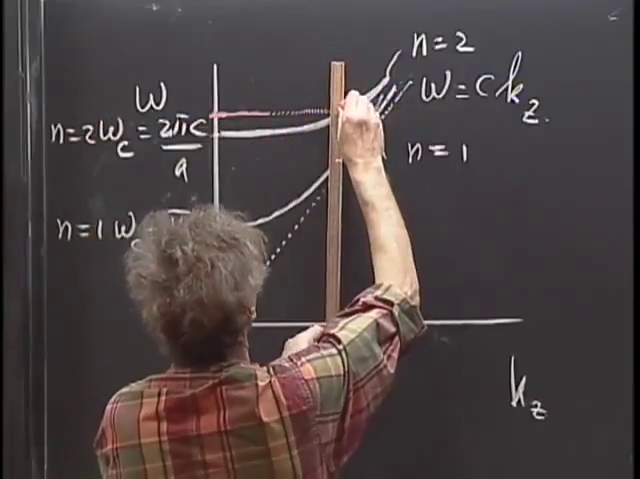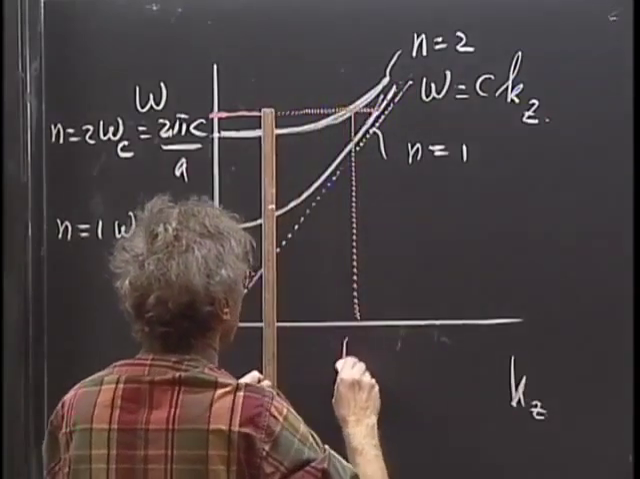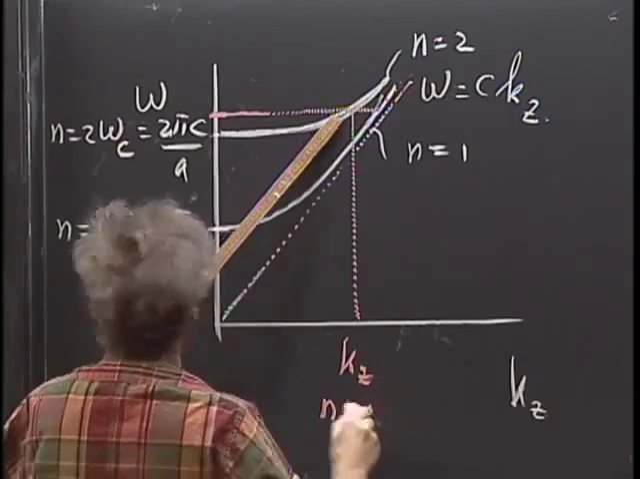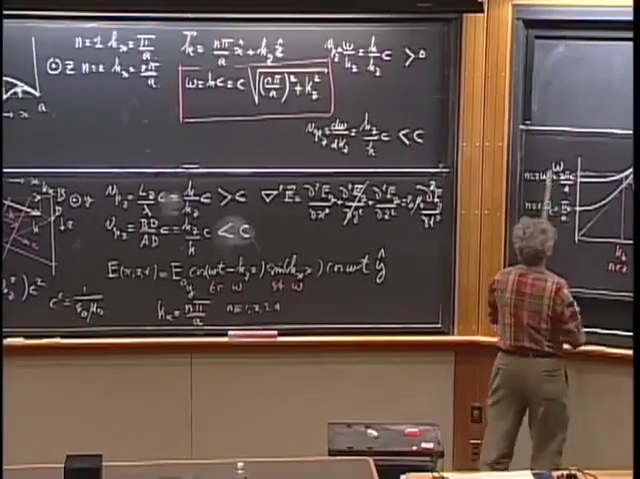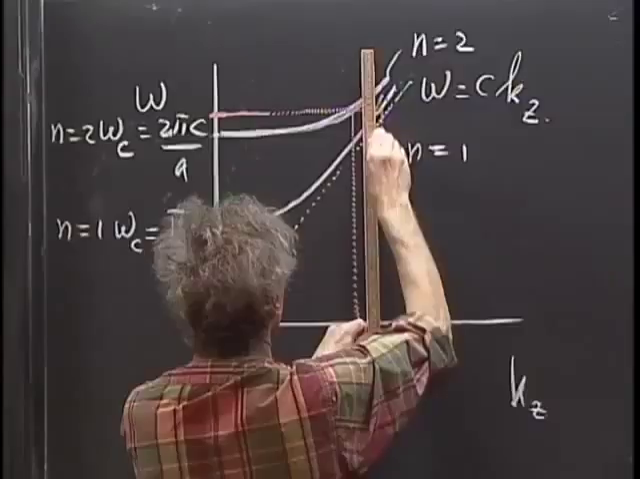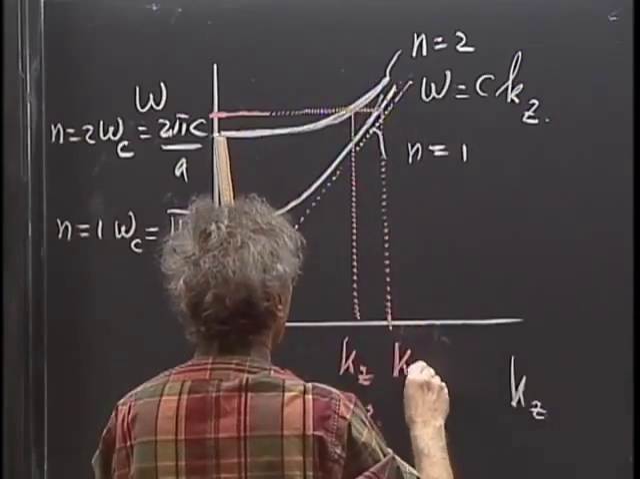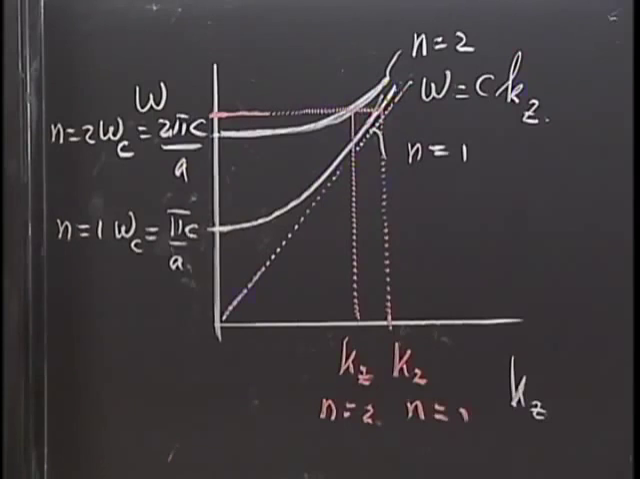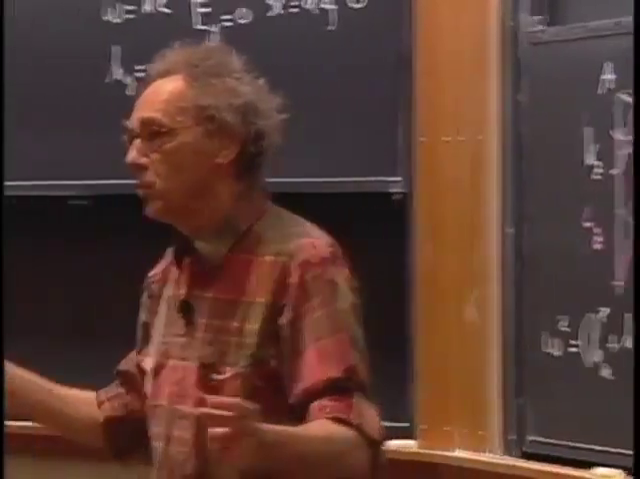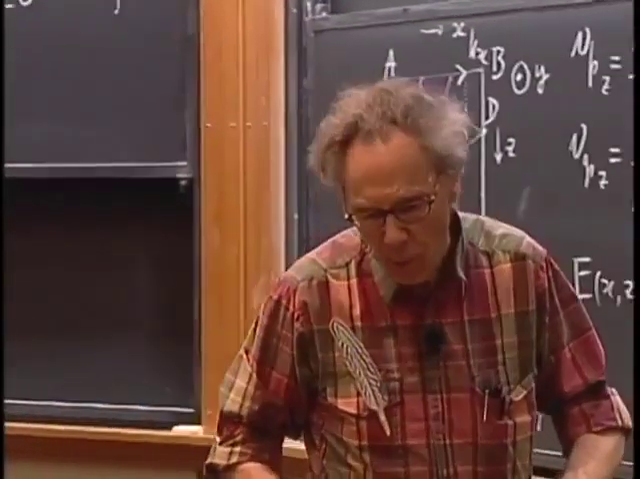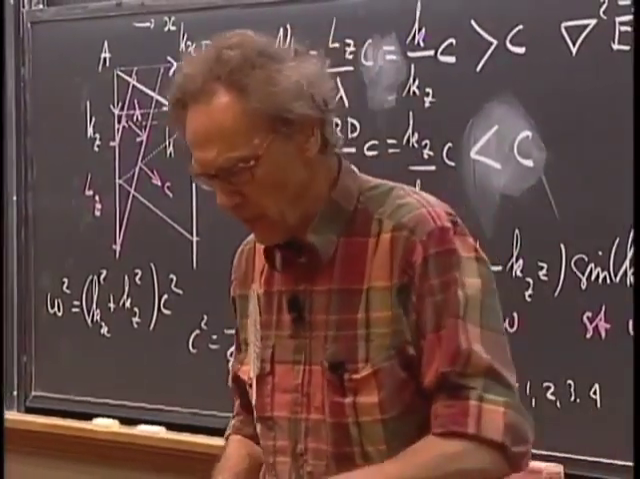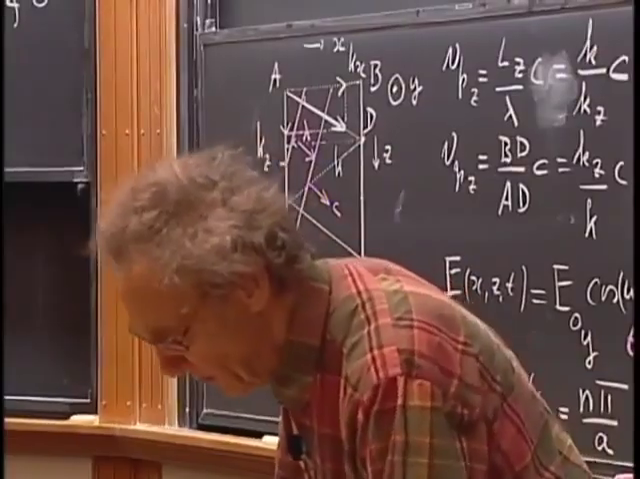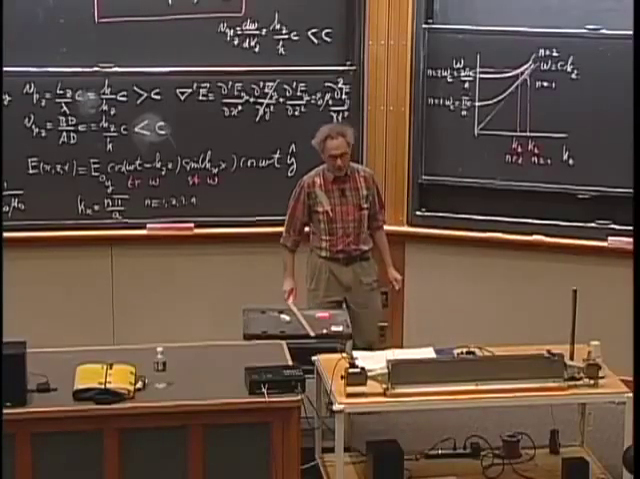It can either go through this way with this value for kz, which corresponds with n equals 2. So that's the mode in green there. Or it can go through in this mode with this value for kz for n equals 1. Or it can do both. It can do any linear combination between these two, because each one is a solution to Maxwell's equations. Each one obeys the boundary condition, and each one meets the wave equation.